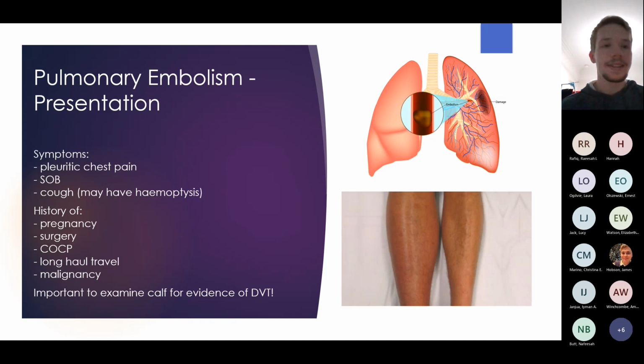So just to put a few of the main emergency scenarios. So if someone came in with sharp pleuritic pain, I'll start with the pulmonary embolism. So how would someone with a PE normally present?